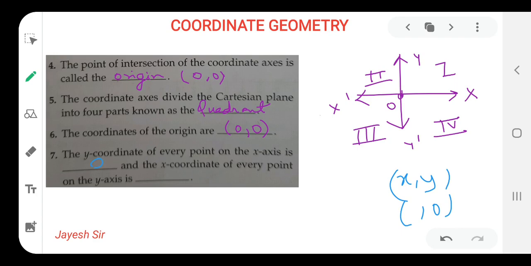And similarly, the x coordinate of every point on the y-axis. Similarly, x and y are there. If the point is lying on the y-axis, then the x coordinate would be 0. Same thing. So the answer for the last is 0 and 0. I hope you all might be getting it, friends.